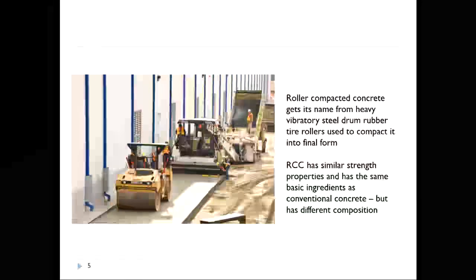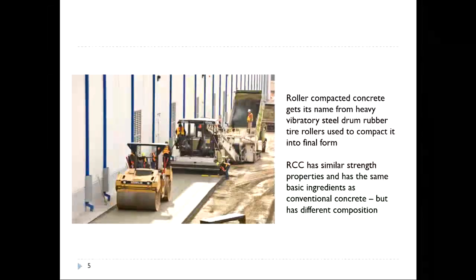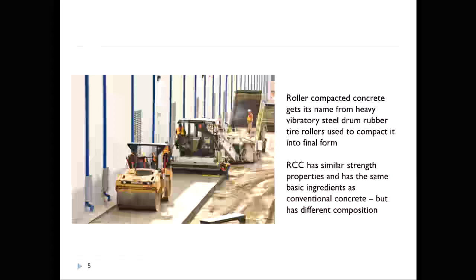Okay. Now, coming to roller compacted concrete, it gets its name from the heavy vibratory steel drum or rubber tire rollers, which are used to compact this into the final form. So basically the mix ingredients are the same as that of a conventional concrete, but the composition is different. So let us try to understand how the composition is different.